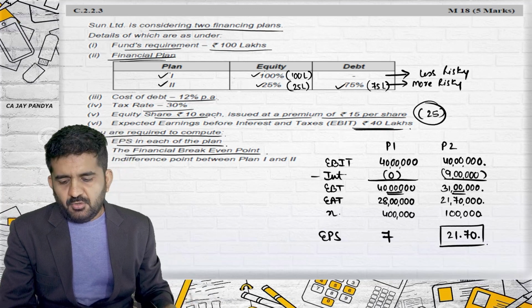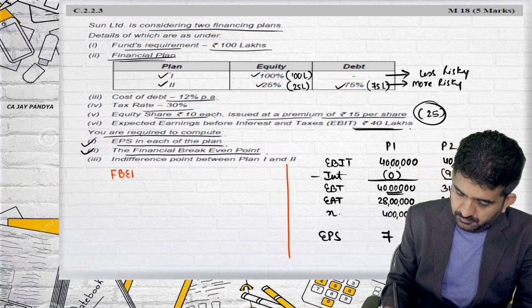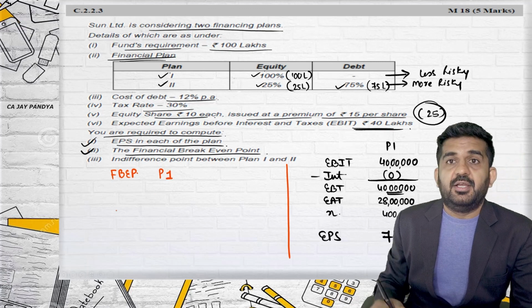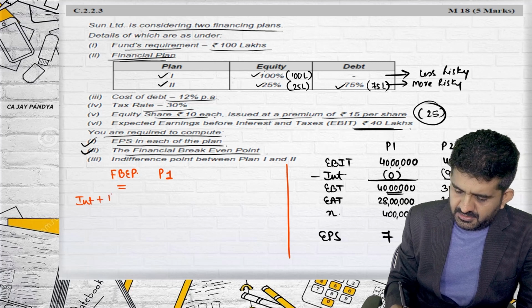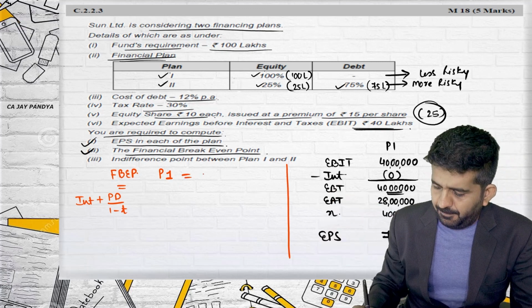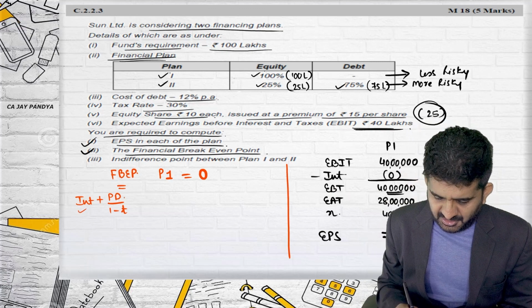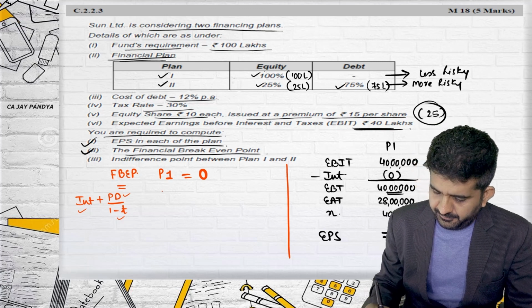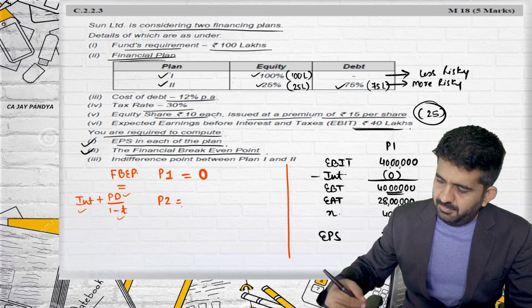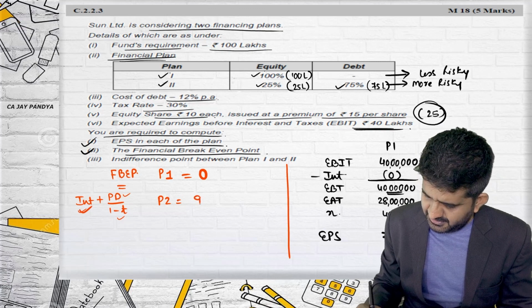So let us find out financial break-even point. Plan 1. What is formula for financial break-even point? It is interest plus preference dividend upon 1 minus T. Using the formula, plan 1 financial break-even point will be 0. Why? There is no debt. So interest is 0. There is no preference dividend. There is tax rate, but it will not matter. Plan 2 will be interest. There is no preference dividend, so only interest portion, 9 lakhs.